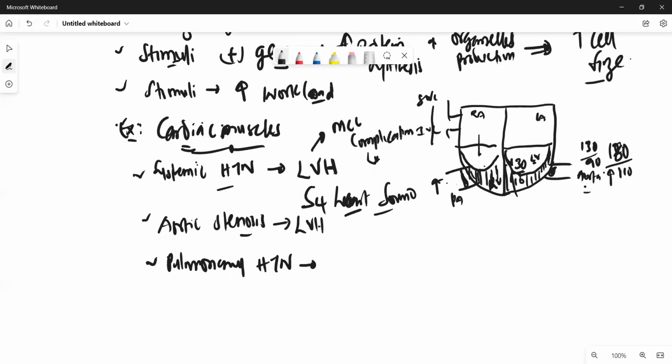right? So that will cause gene activation because of the increase in workload. That will cause gene activation, and that will cause right ventricular hypertrophy, right?